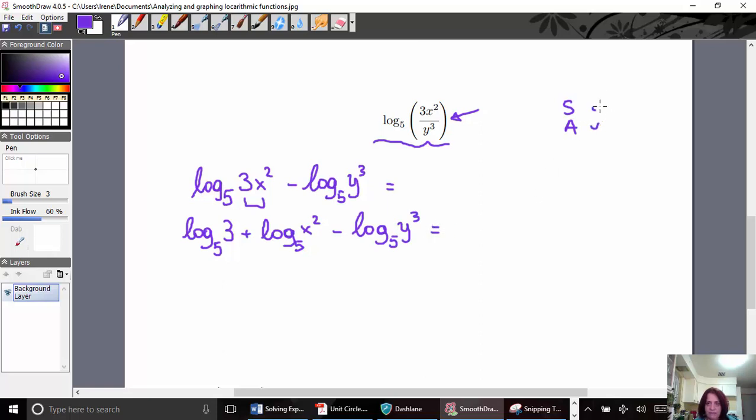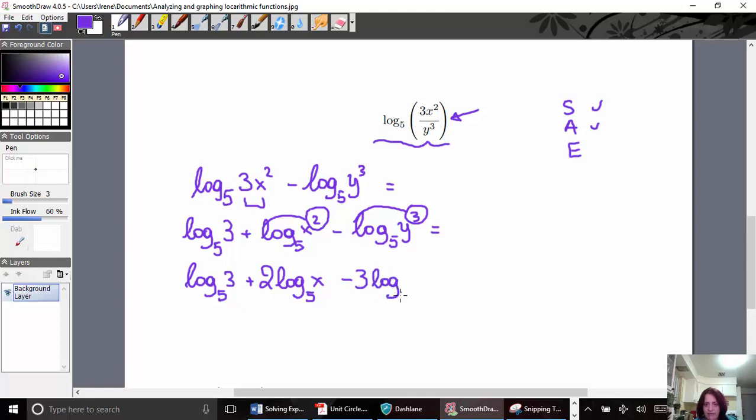So I'm done with the addition, and the next thing that I should do is the exponents. For the first term I have no exponent, so I leave it as is. The second one I will bring the exponent down and I have 2 log with base 5 of x. And the third one, the exponent is 3, I bring it down and I have 3 log with base 5 of y.